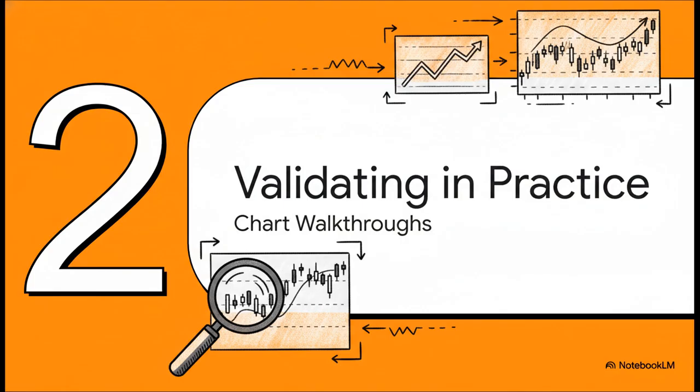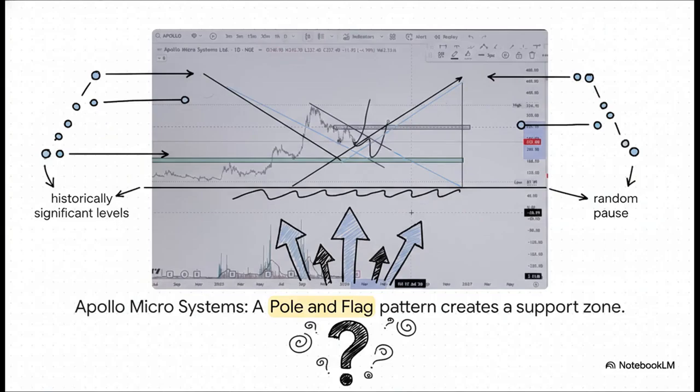All right, so the theory sounds good, right? It makes sense, but the real test is always seeing it in action. So let's pull up some real-world charts and actually put this Touchpoint Rule to the test. Okay, first up, let's look at Apollo Microsystems. This chart is showing what traders call a pole and flag pattern. Basically, a big, sharp move up, and then it kind of goes sideways for a bit.